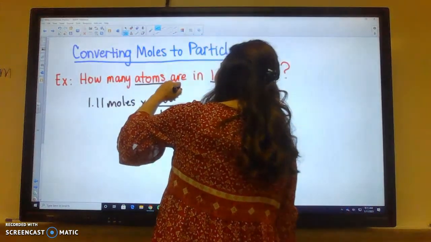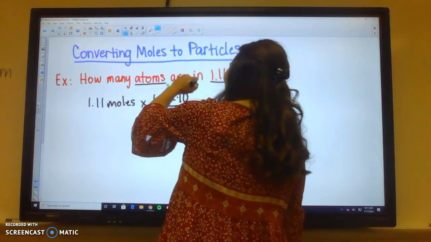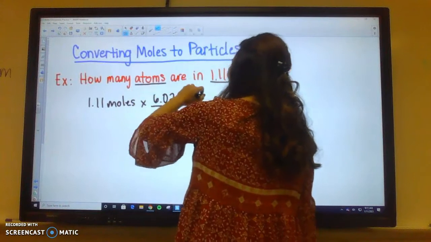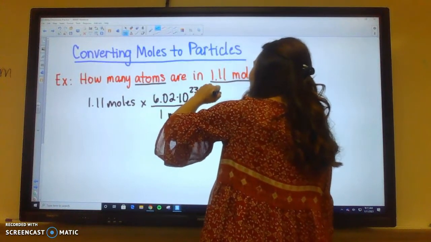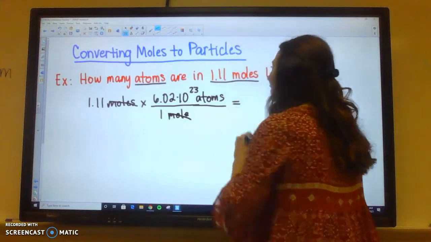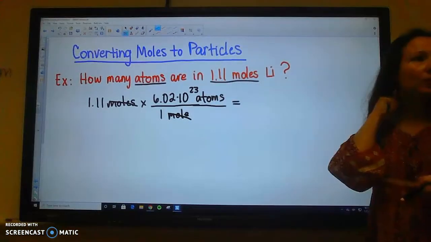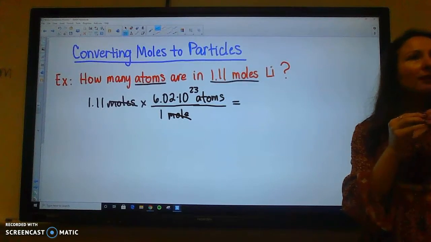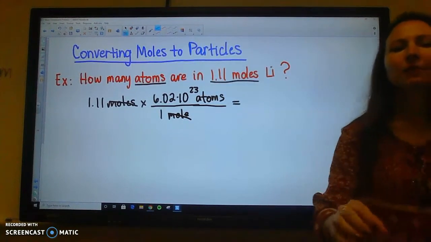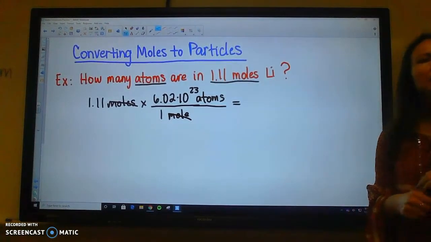6.02 times 10 to the 23rd. You were in the ballpark. Okay, and that's going to be atoms. So mole is going to cancel. And then to solve this, you are going to multiply 1.11 times 6.02 times 10 to the 23rd. All right, what answer did you get?